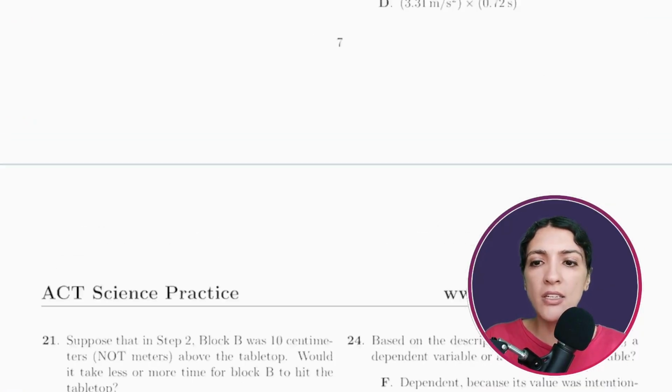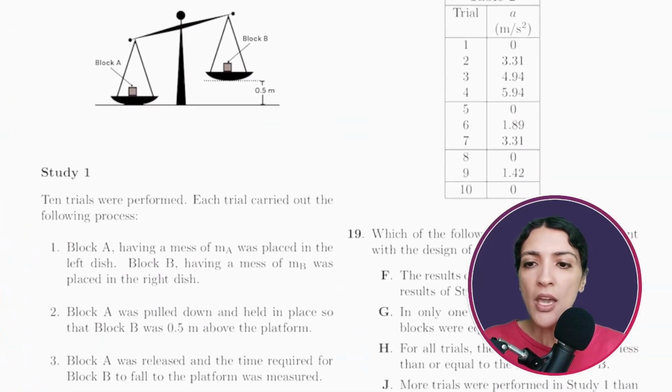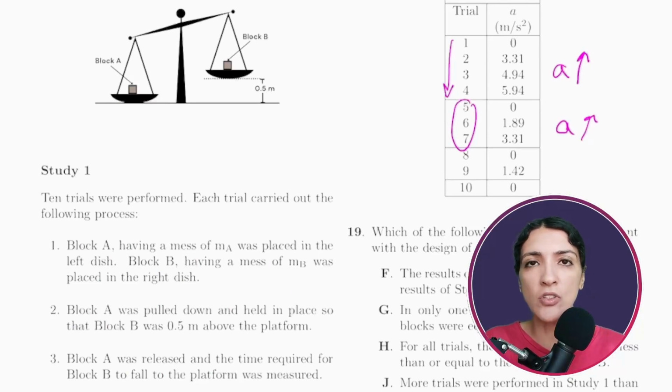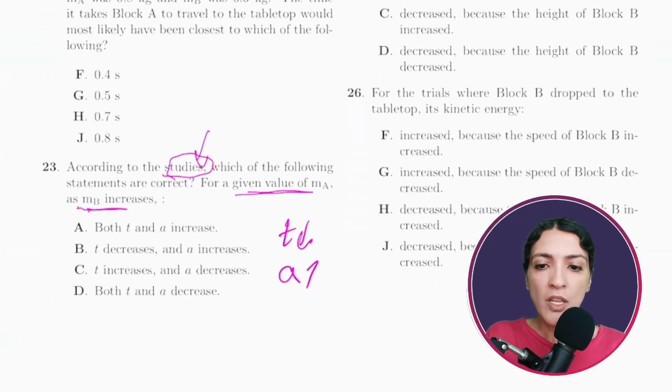Now let's look at acceleration. So for acceleration, we'll have to look at table 2. And we see that for the first 4 trials, as we go down the rows, acceleration is actually increasing. We can do a quick sanity check for rows 5 through 7. Acceleration is increasing, and so it is for rows 8 to 9. So our answer choice would be where time is decreasing and acceleration is increasing, which would be choice B.